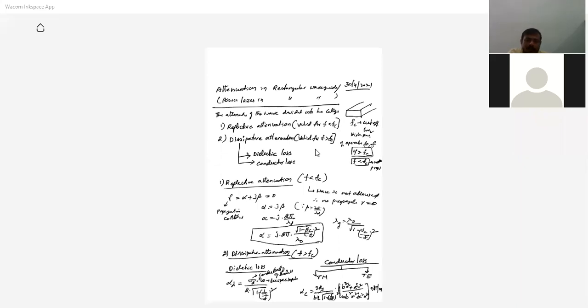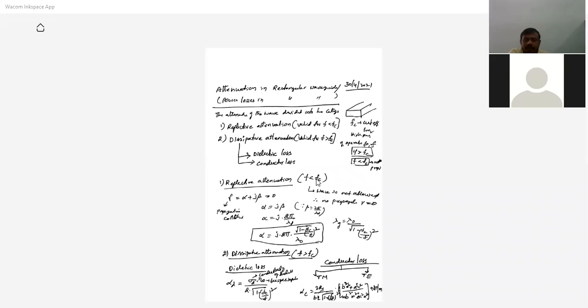It depends upon the structure of the waveguide. Our waveguide is a hollow metallic tube, so two things are there: dielectric material and conductor. So dielectric loss and conductor loss.